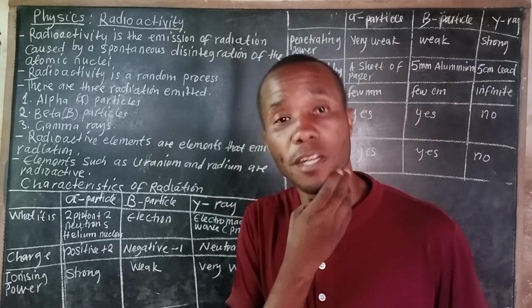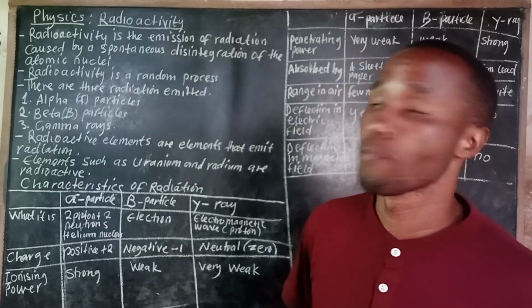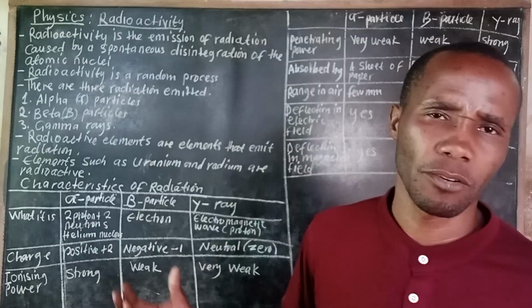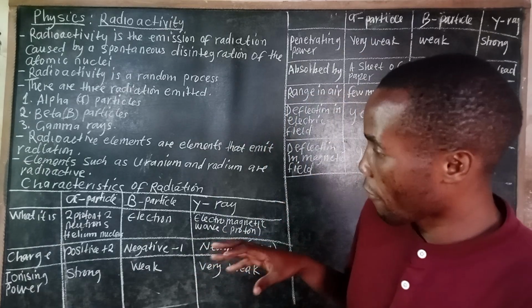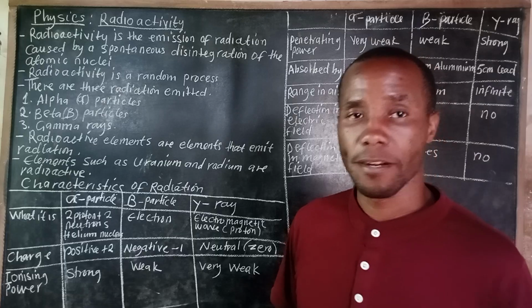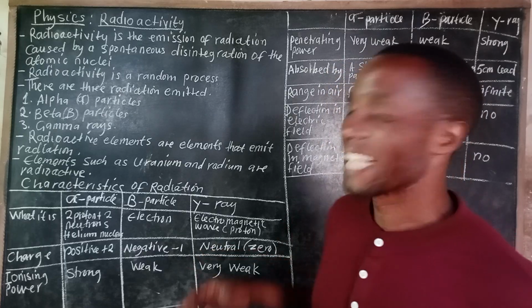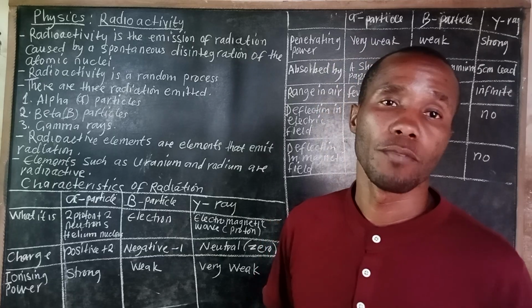Alpha particle is very strong because it is positively charged. So when we say ionize, which power are we talking about? Ionizing power. The word ionize simply means to add or remove electrons to an element or a molecule for it to be what?